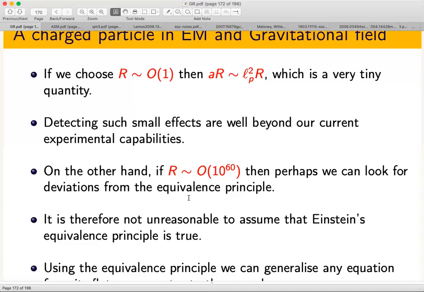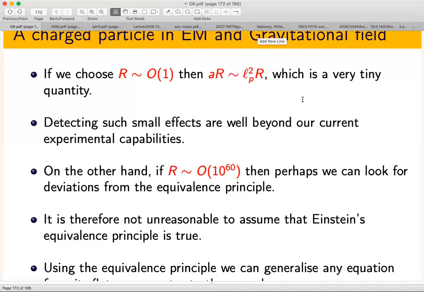Particularly, there's some other experiment which is proposed called LISA, which is supposed to be a microsome interferometer in the sky, actually, with 3 satellites and so on. In that case, of course, one may be able to scale it up a lot. So it's more like a statement about our capabilities than whether the equivalence principle is correct or not correct.